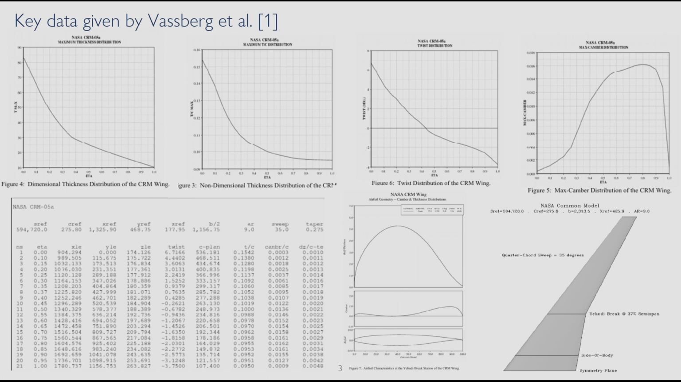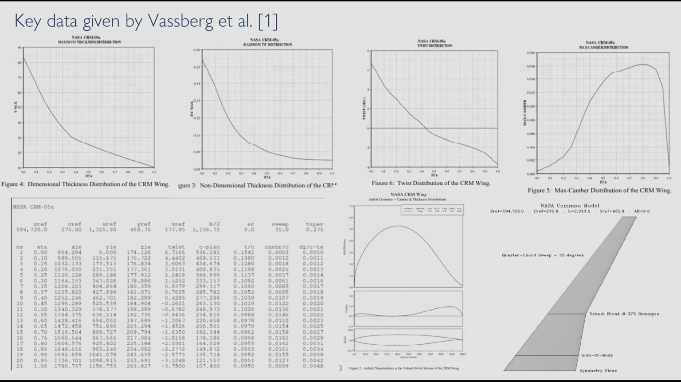Key data for the CRM is given by Vassberg in the inaugural publication, but what's shown here is the extent of that data. So it's not sufficient to form a model from scratch. In other words, I'm doing low fidelity work here, and I don't use a mesh. So a CAD file or an outer mold line geometry isn't sufficient for me.